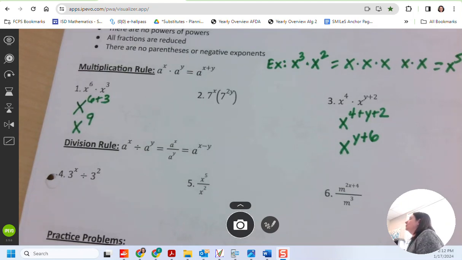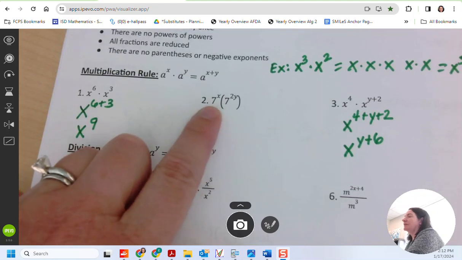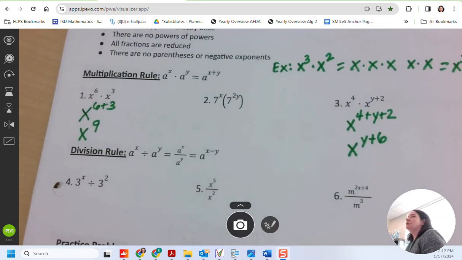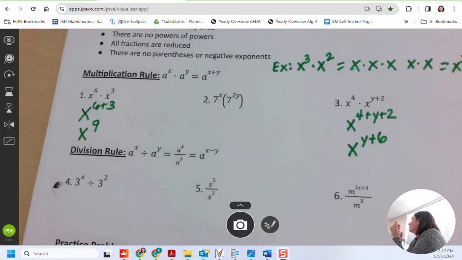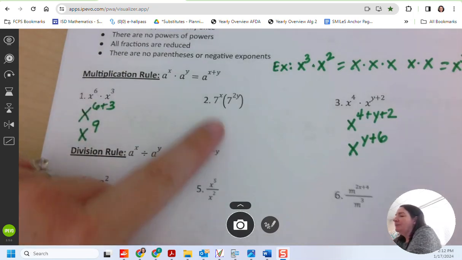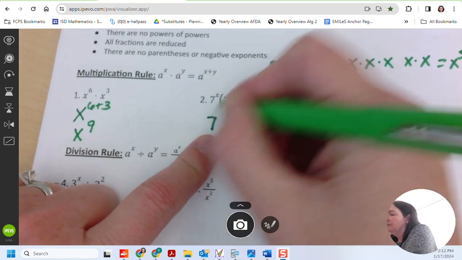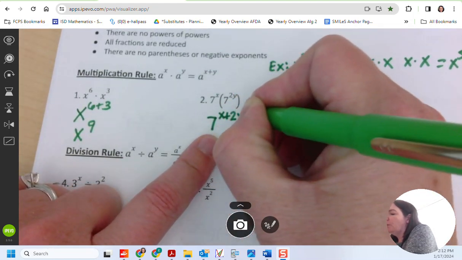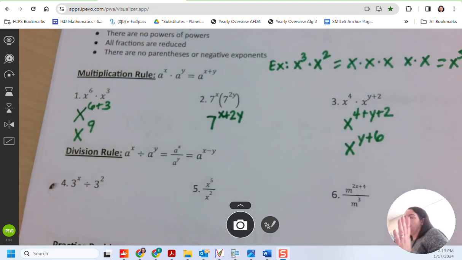In number 2, a lot of you guys wanted to multiply the 7 times 7, but you don't do that because we're using an exponent rule. 7 times 7 all by itself is 49, or it's 7 squared, but it's not 49 squared because that would be doing the multiplication twice. So you keep your base 7, and your exponent is x plus 2y. And there's no like terms, so you just leave it like that.